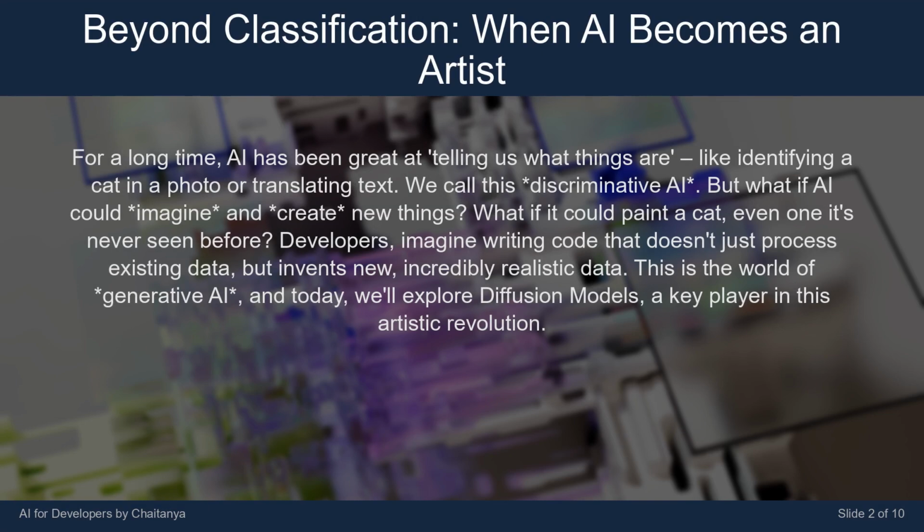For a long time, AI has been great at telling us what things are, like identifying a cat in a photo or translating text. We call this discriminative AI. But what if AI could imagine and create new things? What if it could paint a cat, even when it's never seen before?